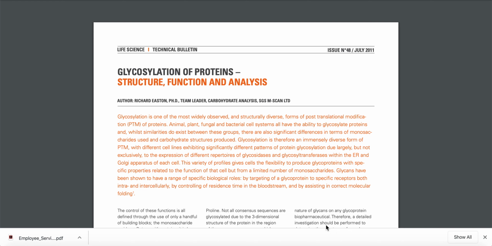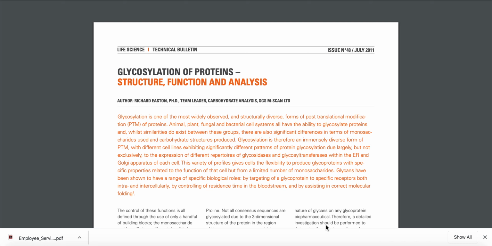Glycosylation of proteins, structure, function, and analysis. Glycosylation is one of the most widely observed and structurally diverse forms of post-translational modification of proteins. Animal, plant, fungal, and bacterial cell systems all have the ability to glycosylate proteins, and whilst similarities do exist between these groups, there are also significant differences in terms of monosaccharides used and carbohydrate structures produced.